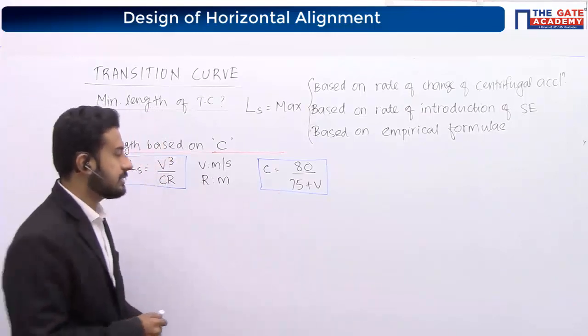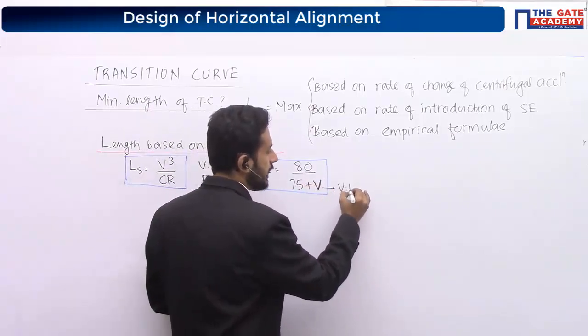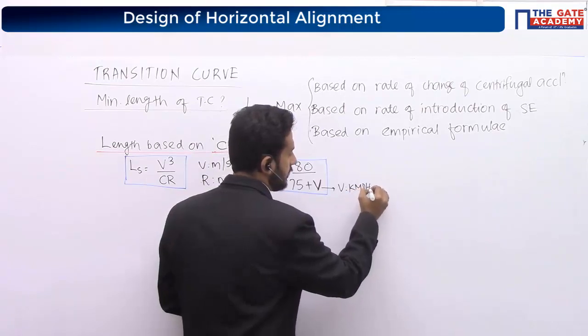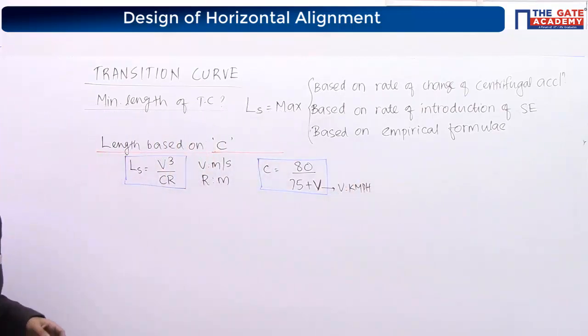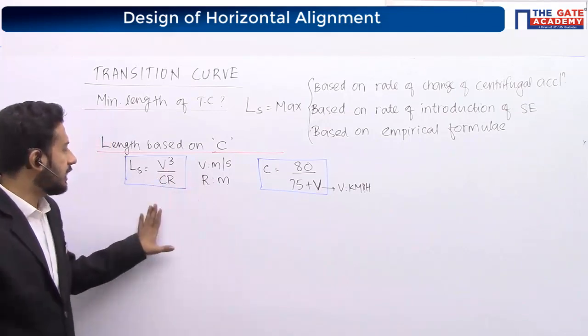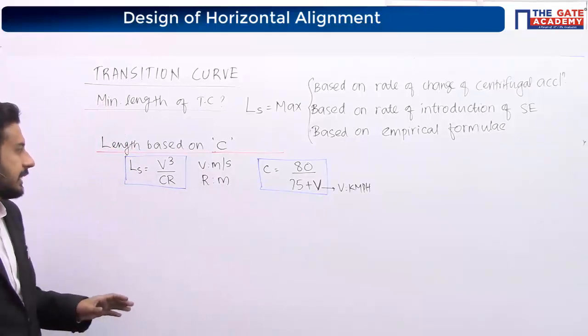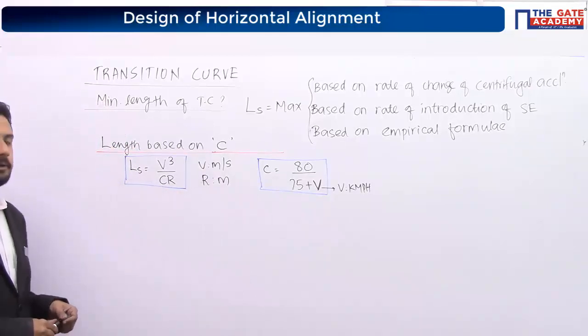And one more thing is that 80 by 75 plus V. What is this V? Again, this is the speed, but this V should be in km/h. That is the change. In the original equation, it is V cube by CR, where V is in meter per second. But if they are not giving you the value of C, it will be in kilometer per hour. That's it. That is our first length equation.